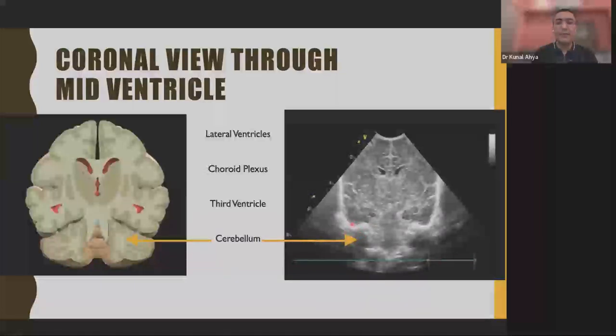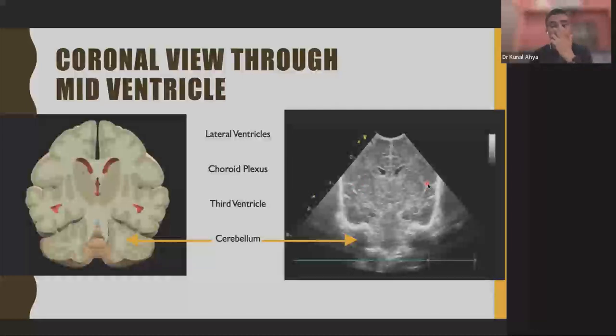This is the tentorium cerebri. Here what I was talking about is the sylvian fissure. You can see that both the sylvian fissures are identical. These are the Y-shaped structures. So to get an identical image, your interhemispheric fissure would be in the center, your ventricles should appear symmetrical, and your sylvian fissure should be appearing Y-shaped.